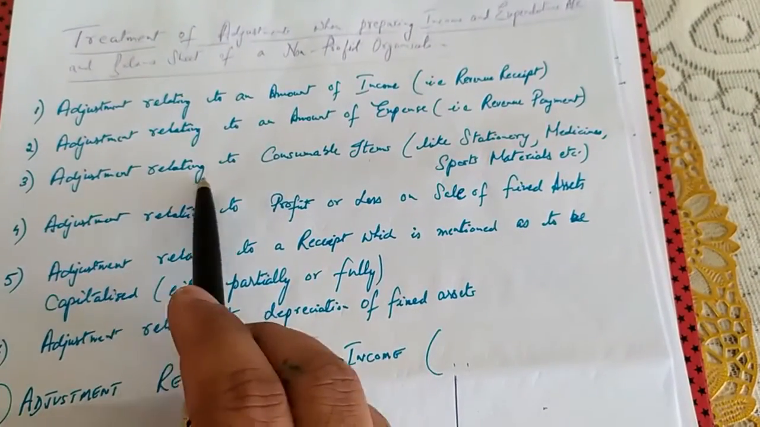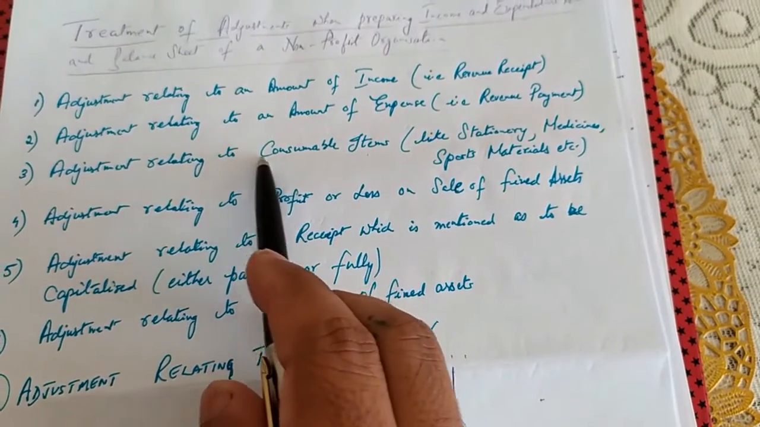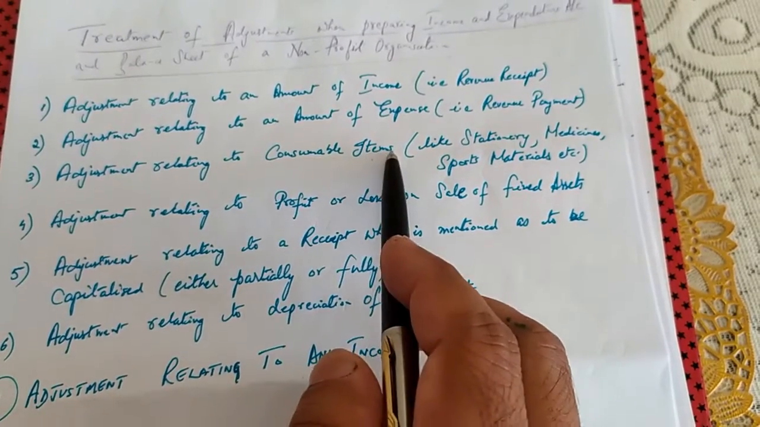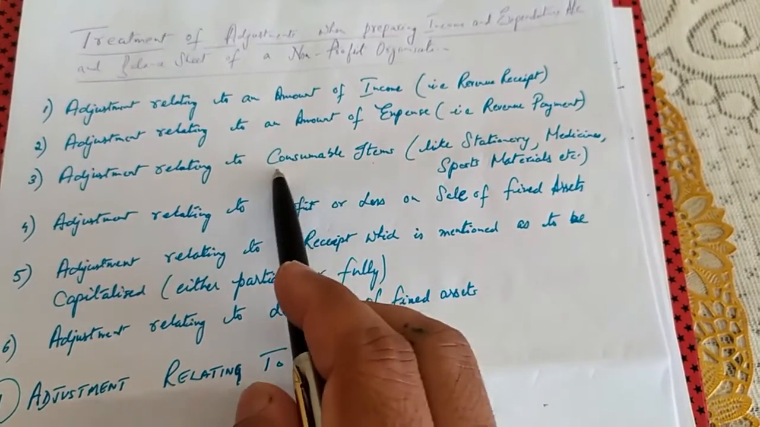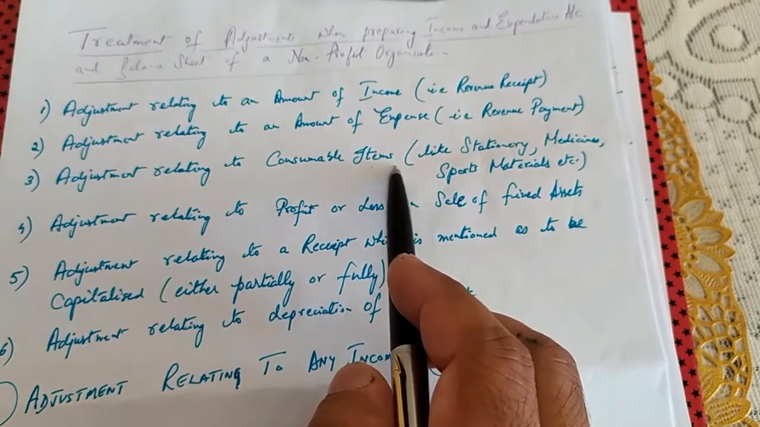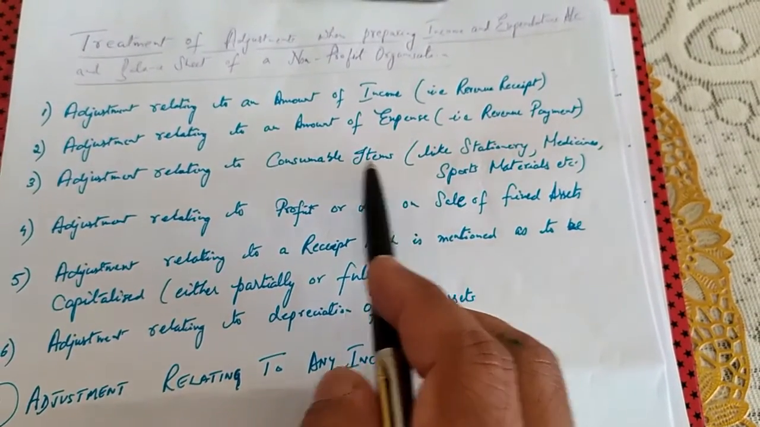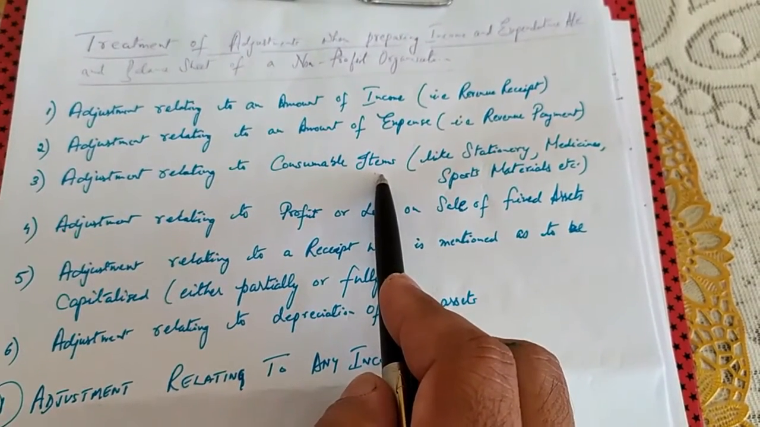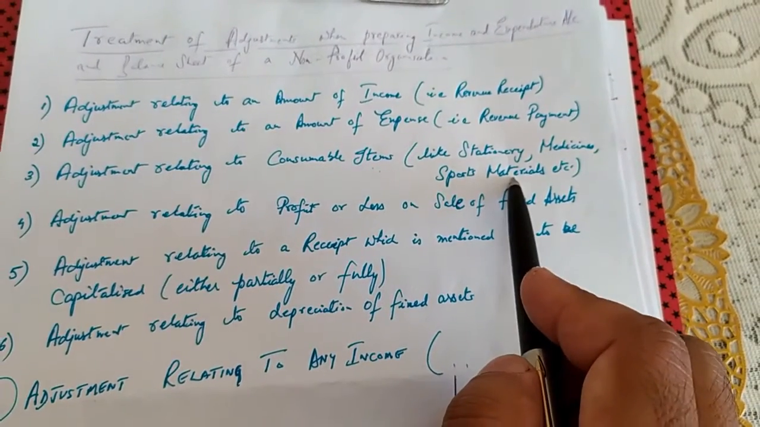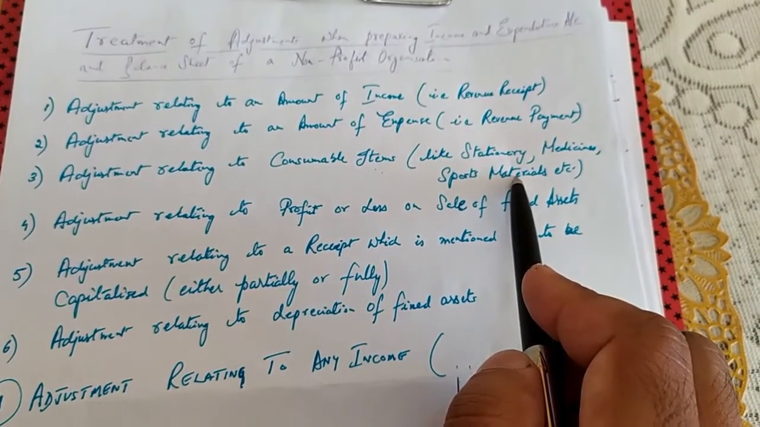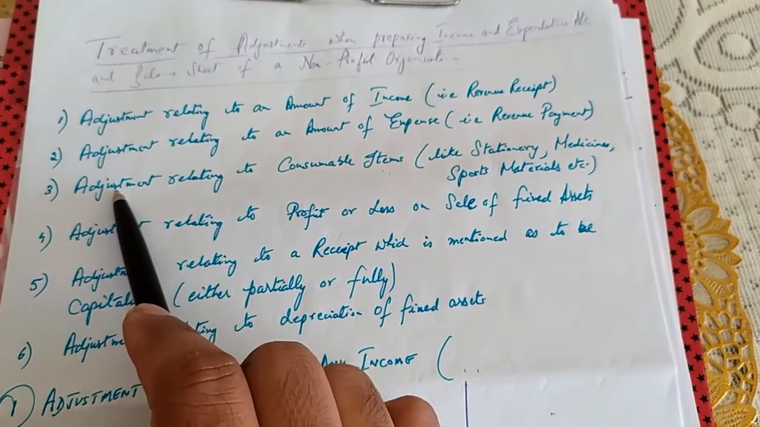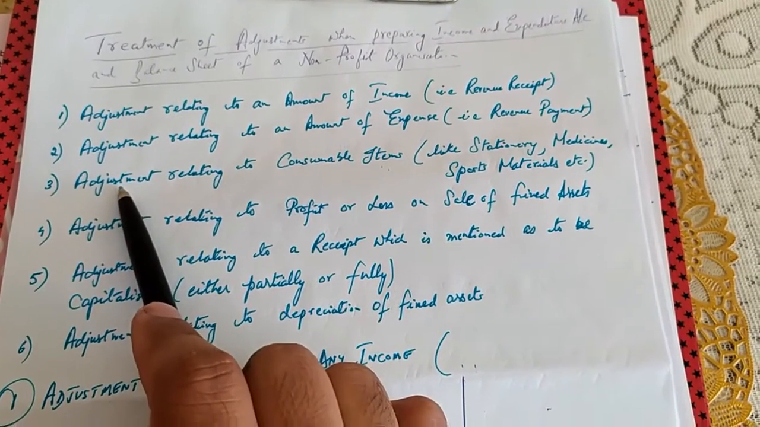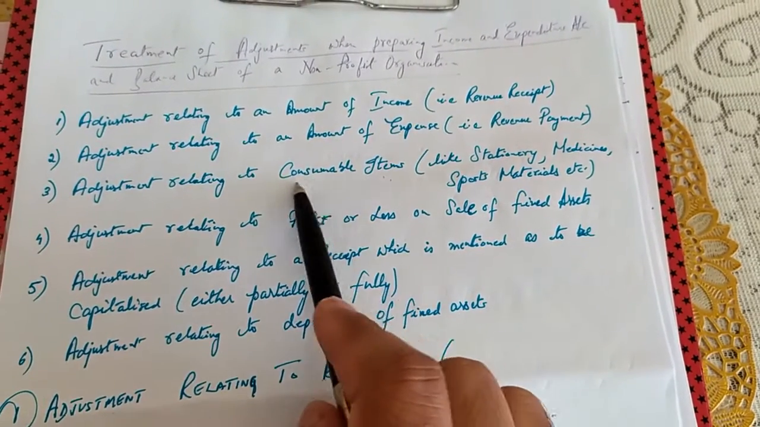Another adjustment may be relating to consumable items. Now consumable items are certain items which a not-for-profit organization is using on a regular basis. So they are not considered as assets but as consumable items. So if any of these consumable items are there for a non-profit organization, like stationery, medicine, sports materials, and in the question some adjustments to these are mentioned, then also we have to take the effect of the adjustment on the consumable items.